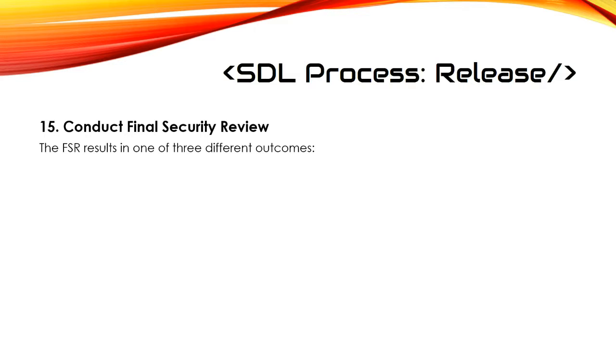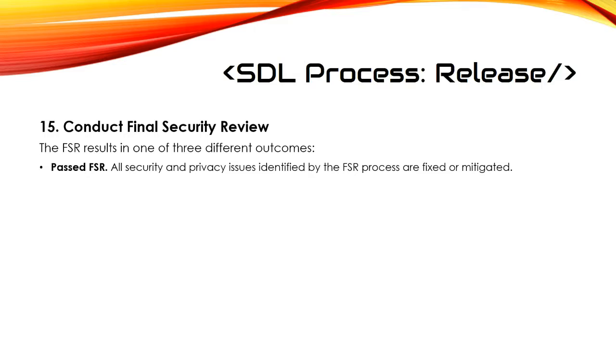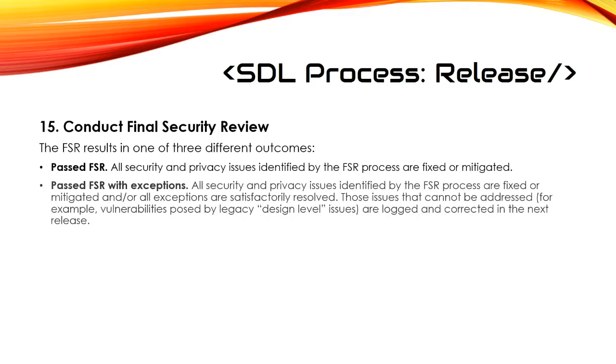The FSR results in one of 3 different outcomes. Pass FSR: all security and privacy issues identified by the FSR process are fixed or mitigated. Pass FSR with exceptions: all security and privacy issues identified by the FSR process are fixed or mitigated, and/or all exceptions are satisfactorily resolved. Those issues that cannot be addressed are logged and corrected in the next release.